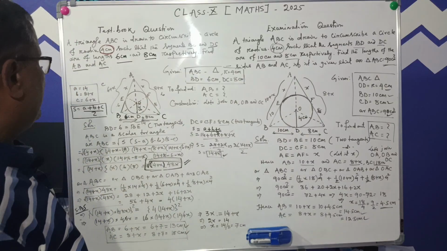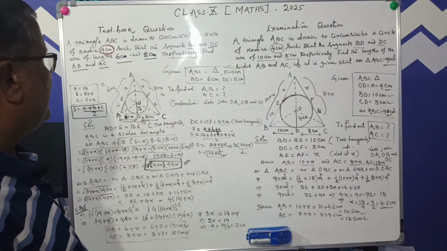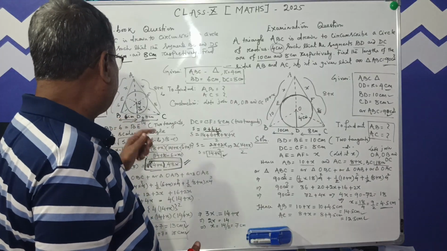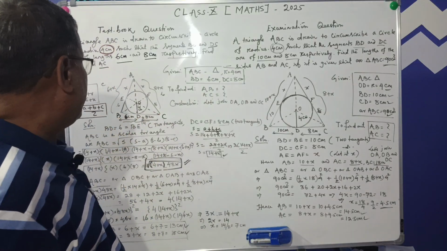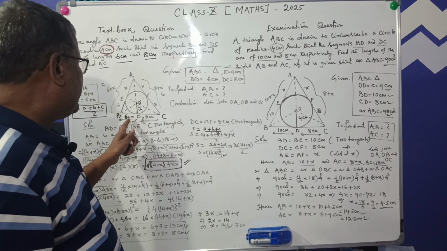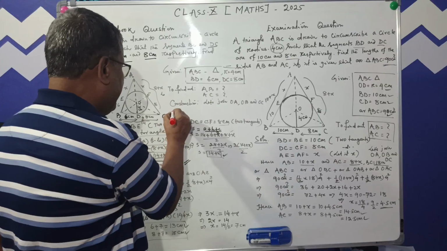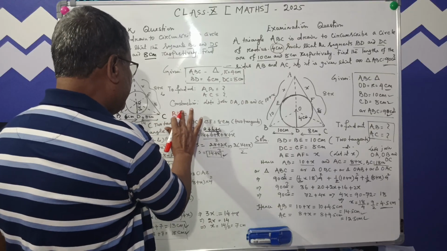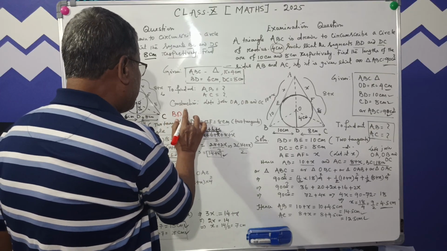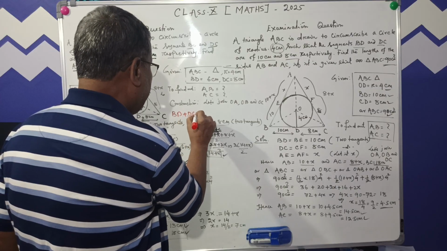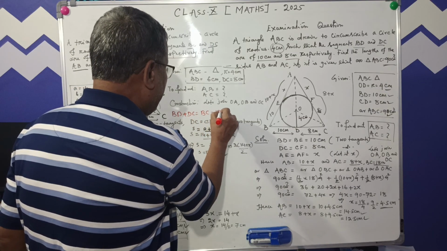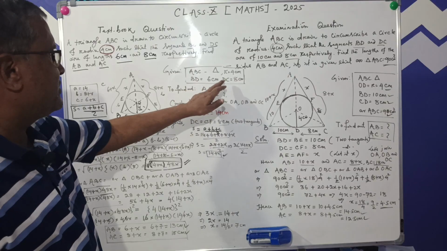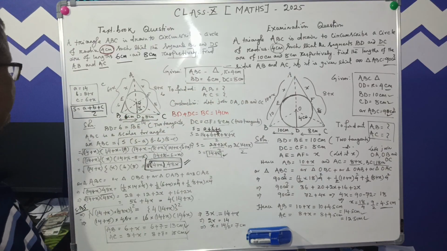So ABC is a triangle. From the data, we find BD is 6 cm and DC is 8 cm. So BC is BD plus DC, that is 6 plus 8, equal to 14 cm. It is already given.